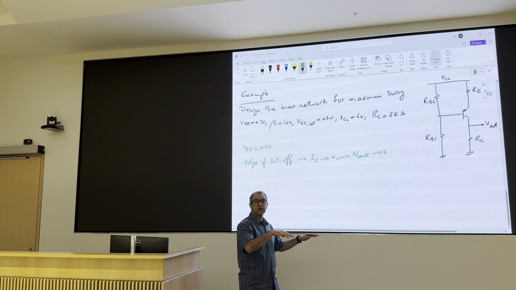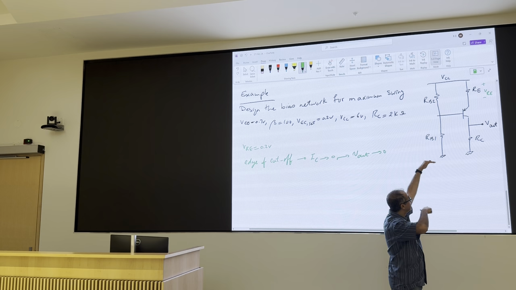But on the other hand, I already have 0.2 volts on the emitter. Vout, what is the maximum Vout I can have before the device enters saturation?